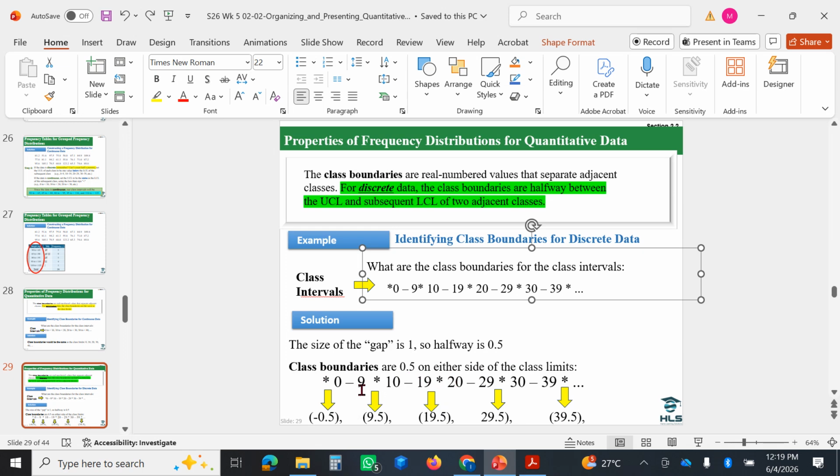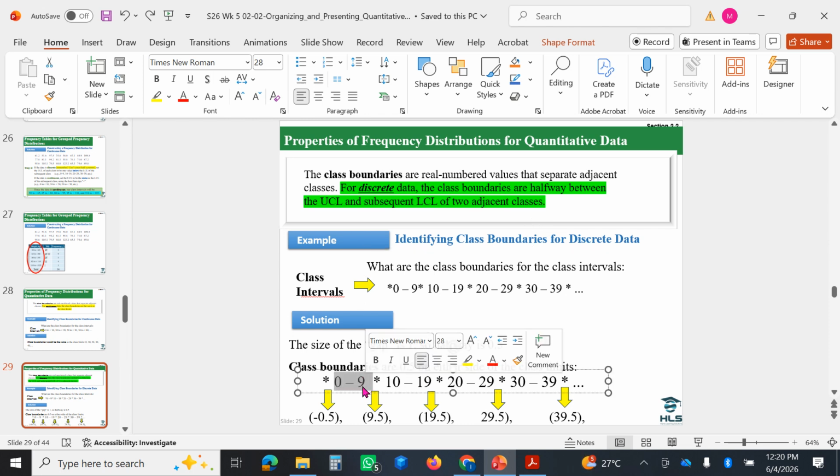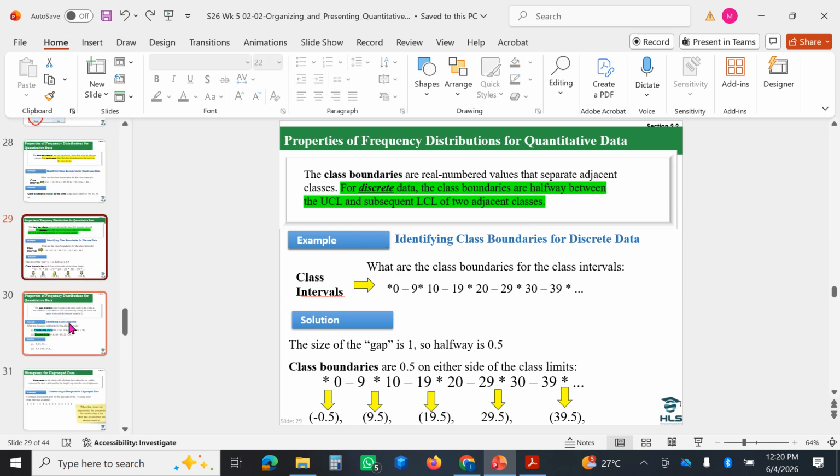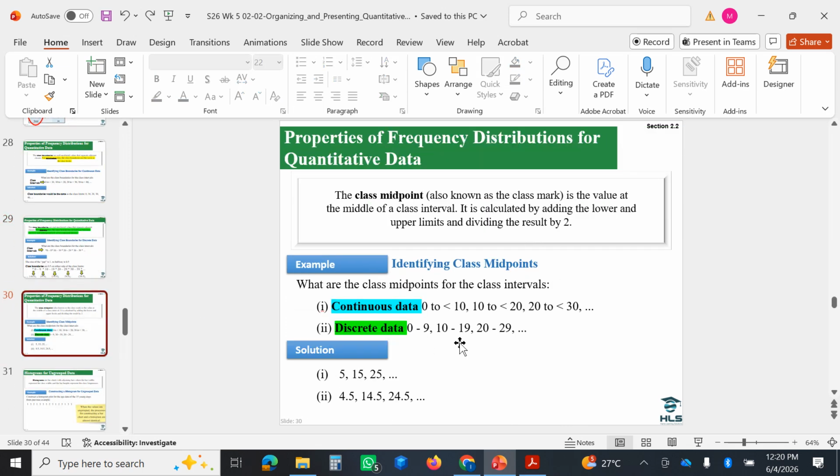So in this case, for this discrete data, you can't count half a human, your class boundaries are negative 0.5, 9.5, you see how it falls in between, 19.5, 29.5, and 39.5. It falls in between these class intervals right here. Not a huge part of the course, but you'll see it again.